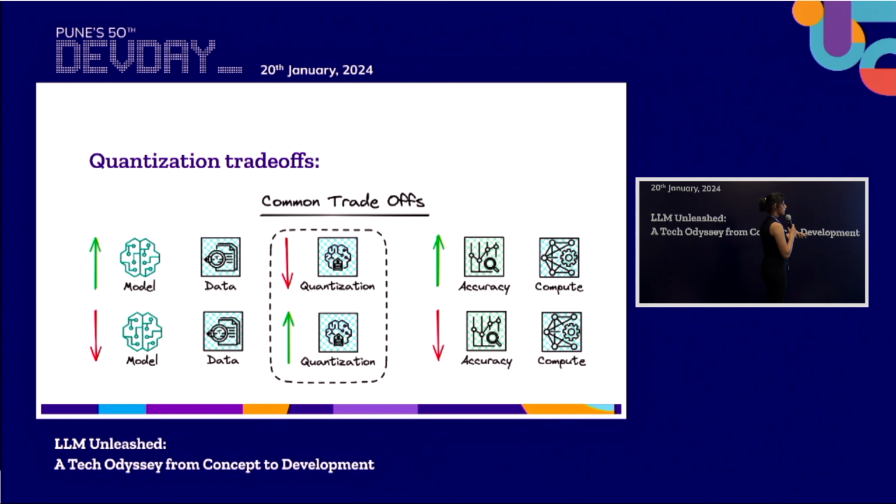So all these things, we have to tweak in such a way that it's the most suitable for our use case. So that's the relation between these quantities.